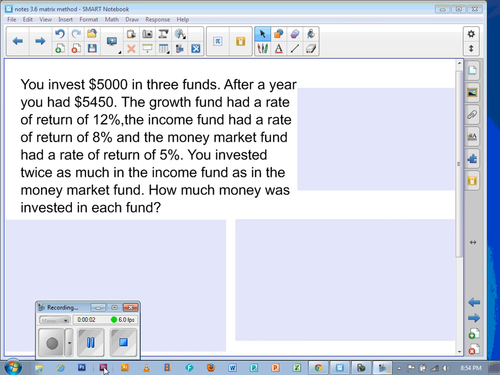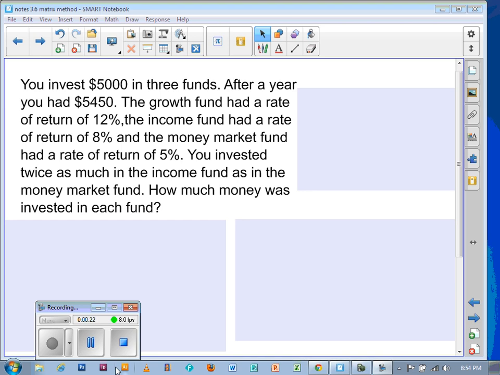This will be your last video for lesson 3.6, solving systems using the matrix method. In this problem, we're going to set up a word problem involving investments, and it's going to involve three variables and three unknowns. I'm going to show you how you can use your calculator to calculate the three values that we're looking for.